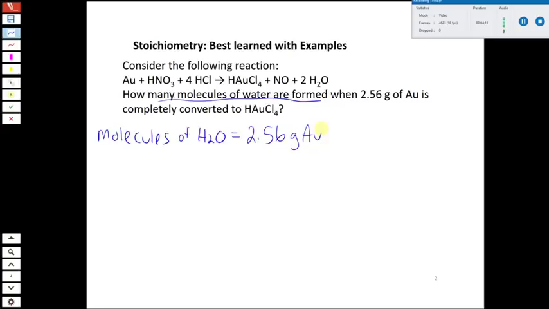So you're given a mass amount of one of your reactants in this case. If you don't know what else to do, at least start out by converting it to moles. And typically speaking, in a stoichiometry problem, that is going to be the first thing you want. You want to get moles of whatever reactant or product you're talking about.